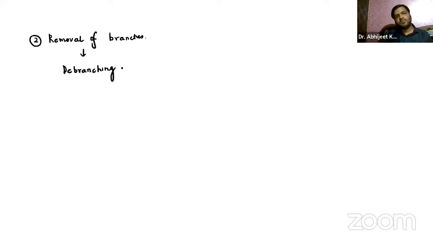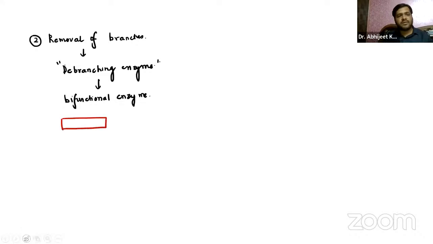Now coming on to the next step, guys, that is the removal of branches, and remember it is the debranching enzyme. And remember the debranching enzyme is a bifunctional enzyme. Again, this is important. You have to remember that the debranching enzyme has dual functions to play, right?